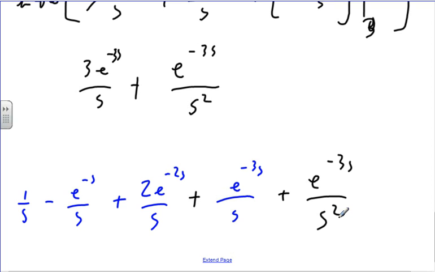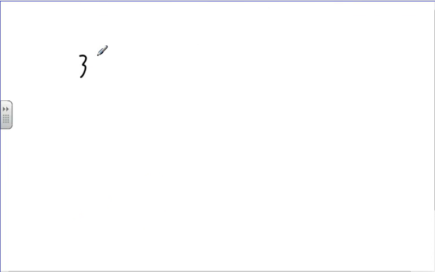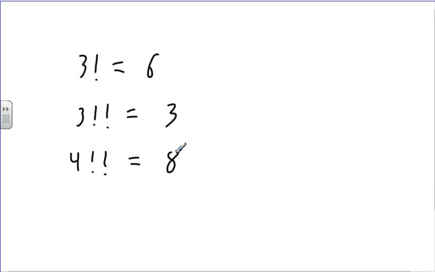What I left out is I didn't bring my gamma function table. Have you seen a gamma function table? Okay, we'll do it. What's 3 factorial? 6. What's 3 double factorial? 3, right. All right, so what's 4 double factorial? 8. All right, so what is 2.5 factorial?